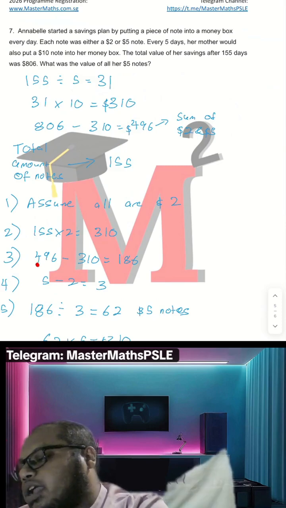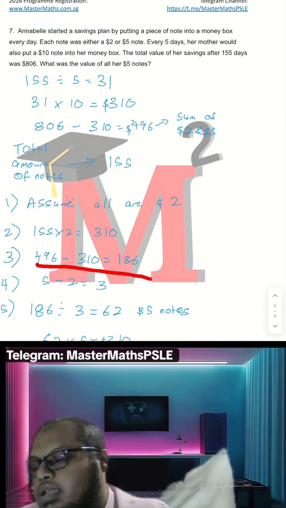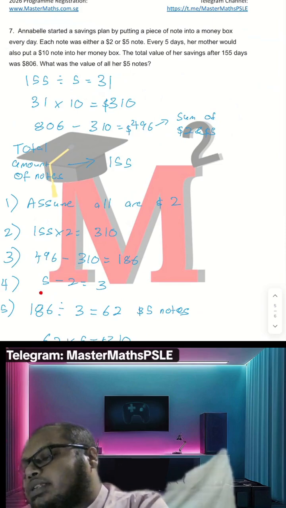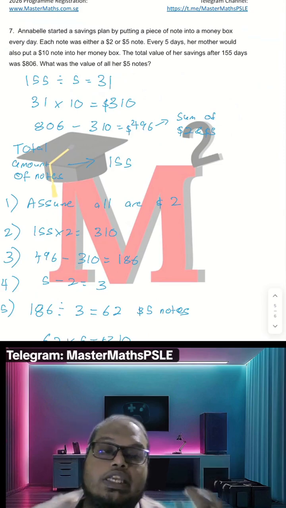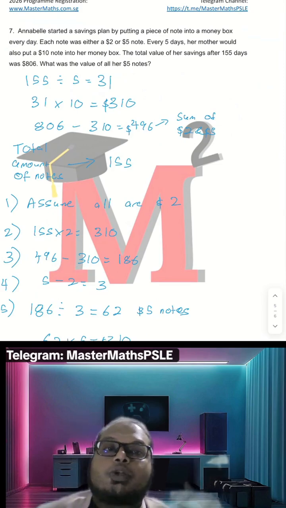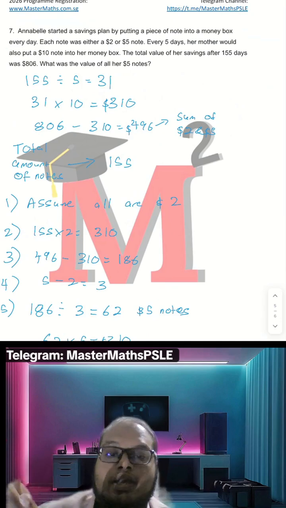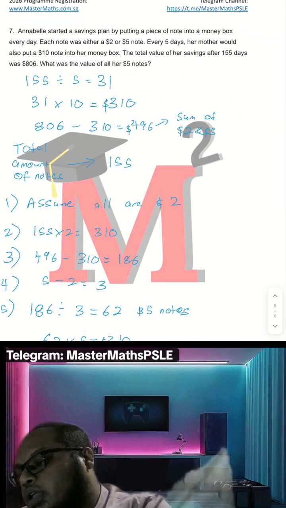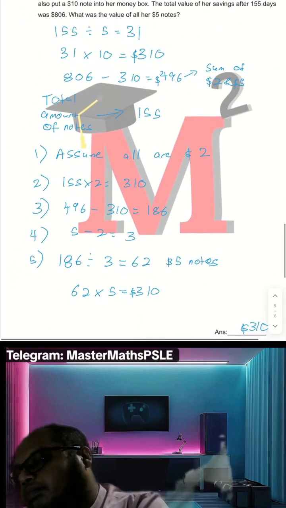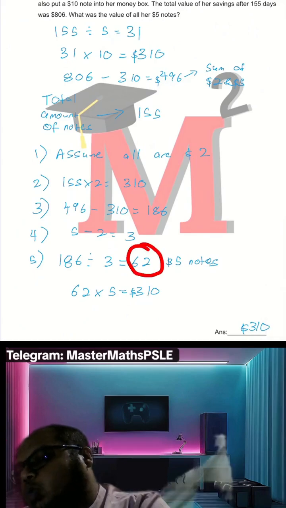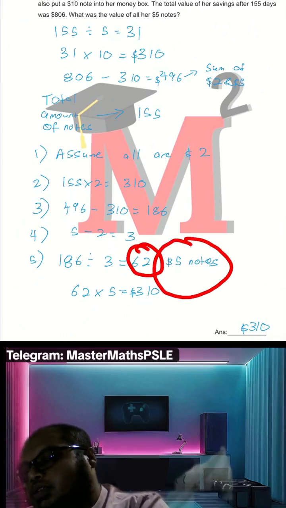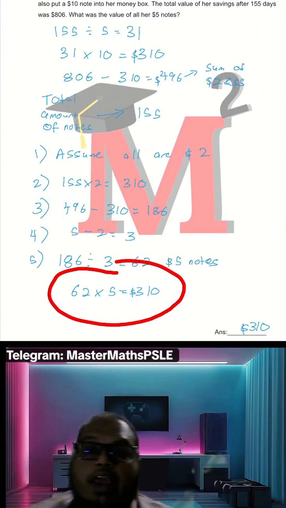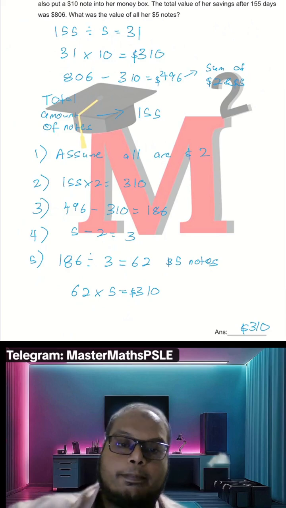So step 3, we call it the large difference. I subtract 310 from 496 and get 186. Then I find the small difference, which is the difference between the values. It was either $5 notes or $2 notes, so I subtract and get $3. And the last step, I divide. So there are 62 $5 notes. But they want the value, so I multiply by 5. I got 310.